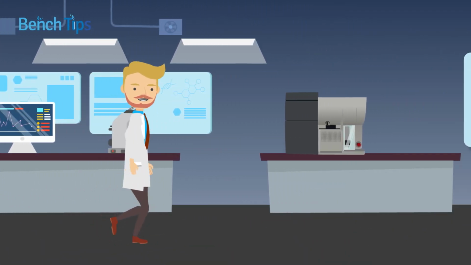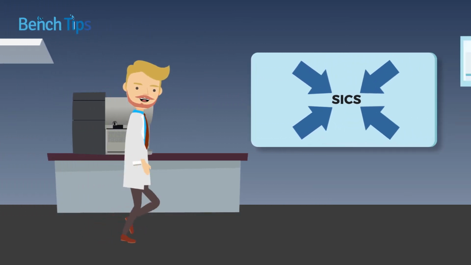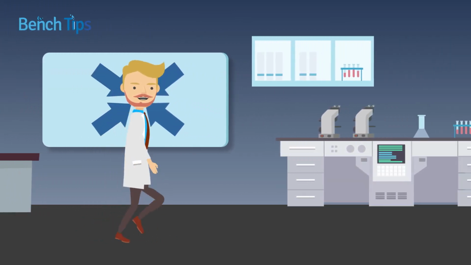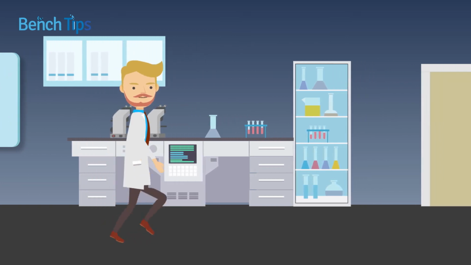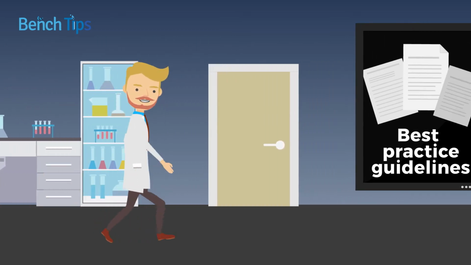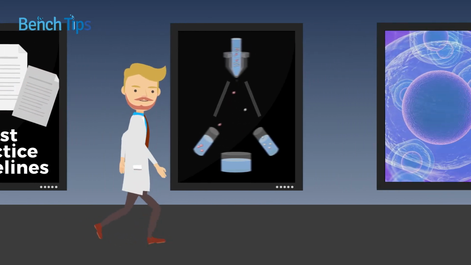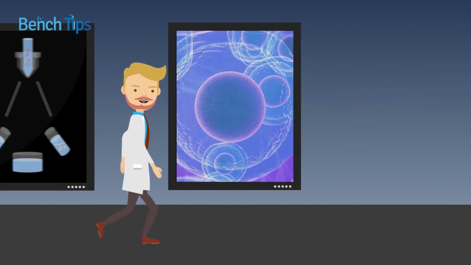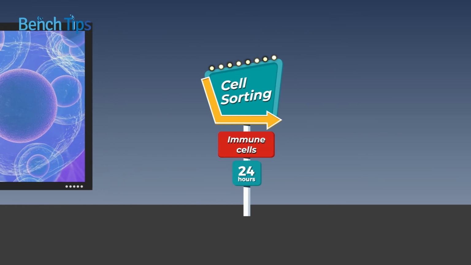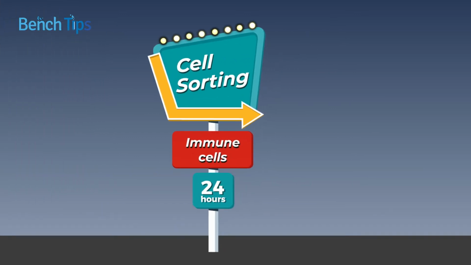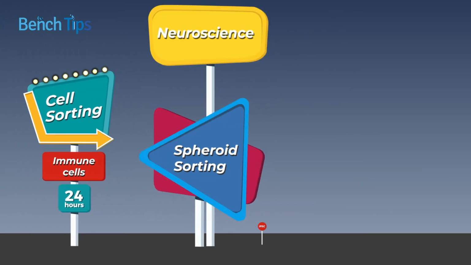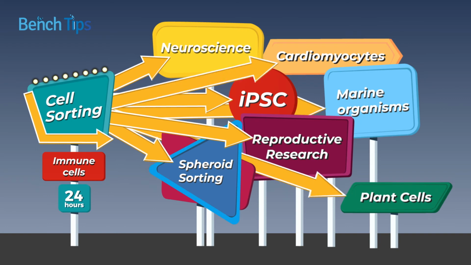Irrespective of how the sorted cells will be used, minimizing SICS is essential for downstream studies to be reliable and reproducible. While best practice guidelines have been established to reduce SICS during conventional sorting, they are often ineffective, particularly when sorting extremely large or sensitive cell types. This has restricted cell sorting mainly to the study of immune cells, despite its vast potential to advance many other fields of research.